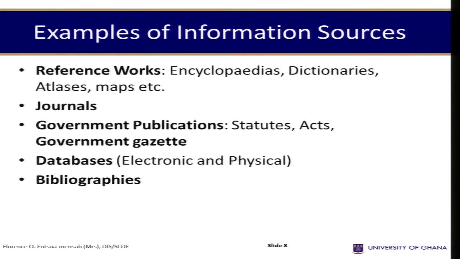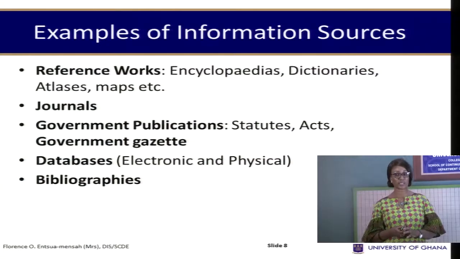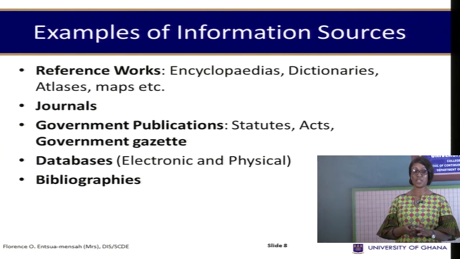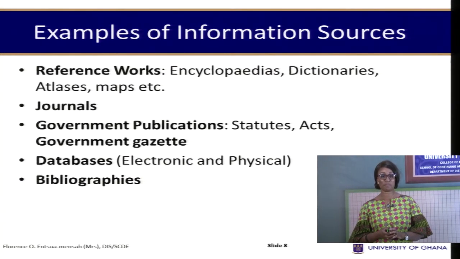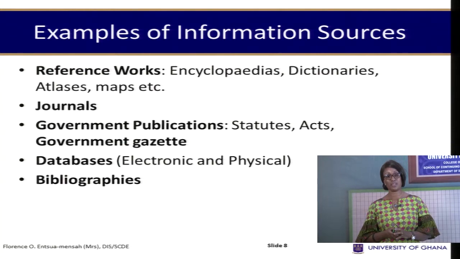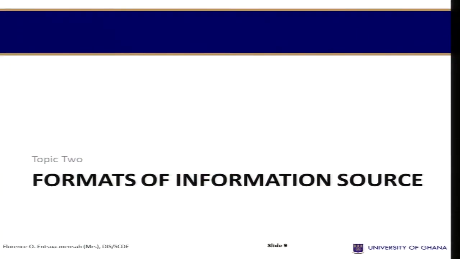Examples of information sources include reference works, which include encyclopedias, dictionaries, atlases, maps, etc. We have journals. We have government publications, government gazetteer, databases, electronic or physical. Then we have bibliographies. Our next subtopic is format of information sources.